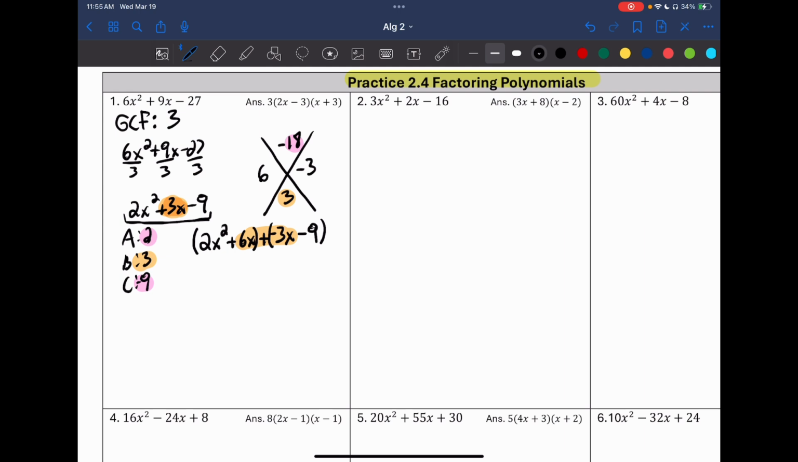So 2x squared plus 6x, well, that's going to be 2x. Right, the greatest common factor is 2x, and that needs to be x plus 3 in the parentheses to make sure that it multiplies correctly.